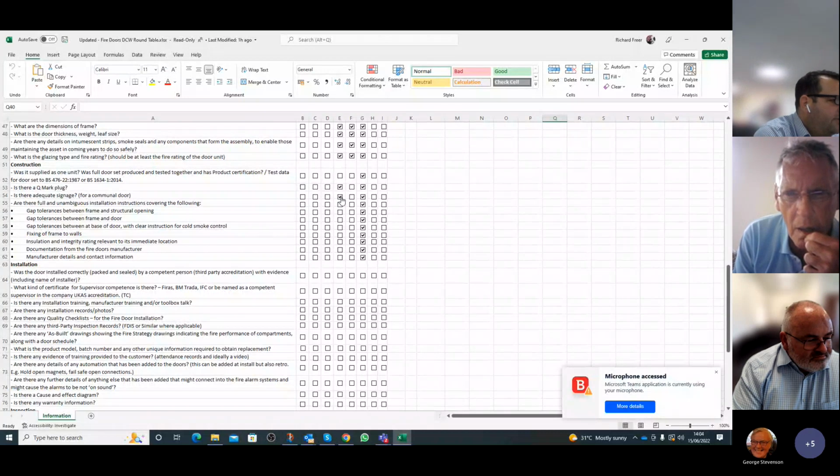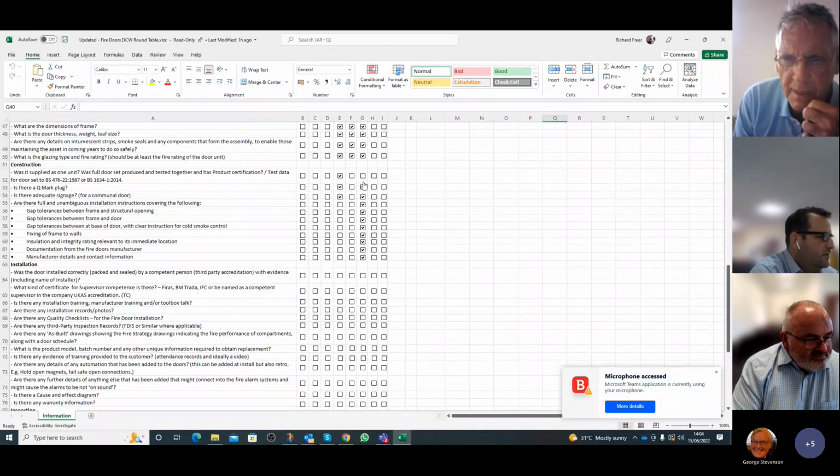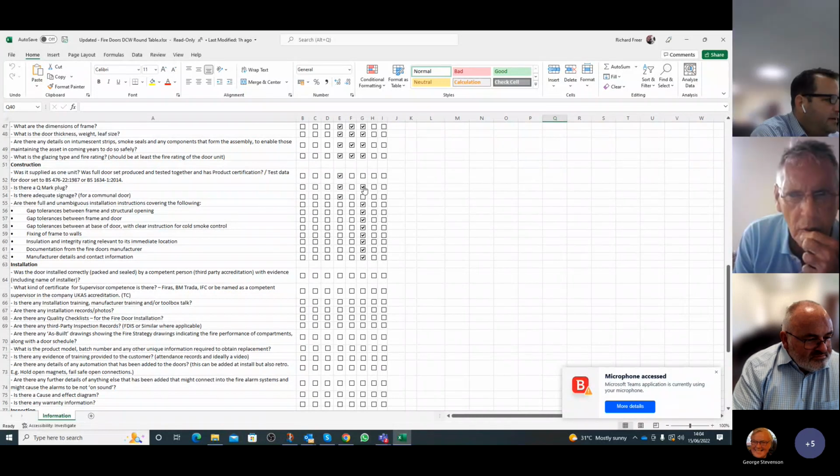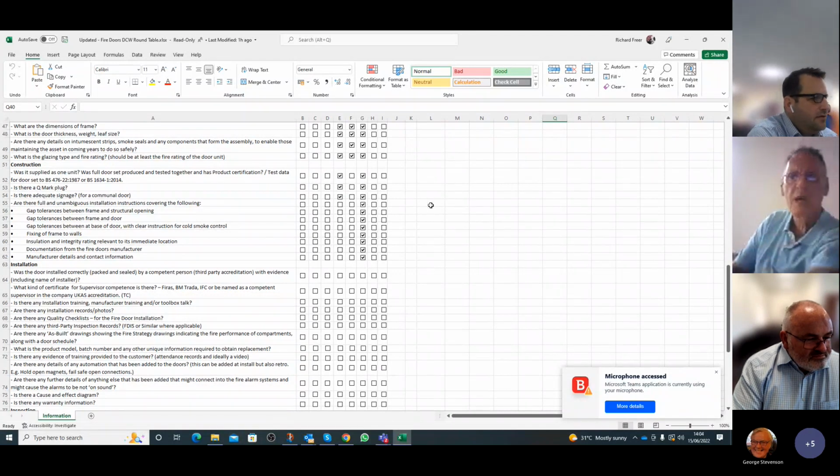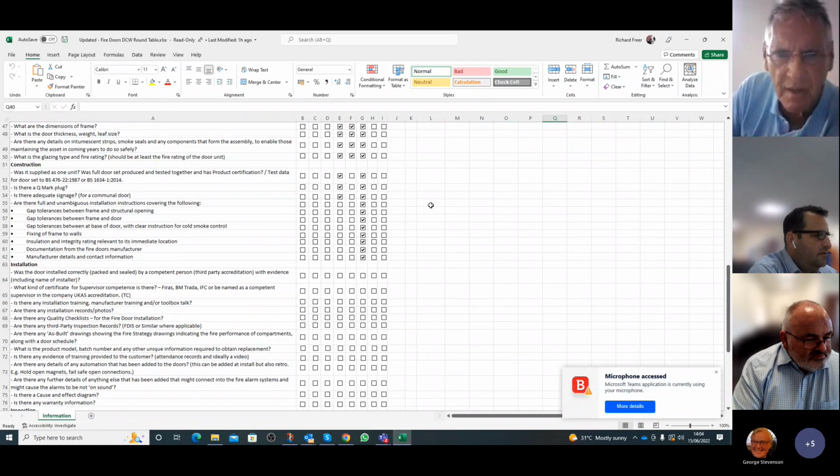And then, are there full and unambiguous instructions covering the following? That should be the manufacturer. So we're taking manufacturer out of those three, but keeping them in the rest. Well, the manufacturer or supplier could supply that information as well, because they'll know ultimately whether they've made it as one unit or two. Okay, so we'll put both in then.